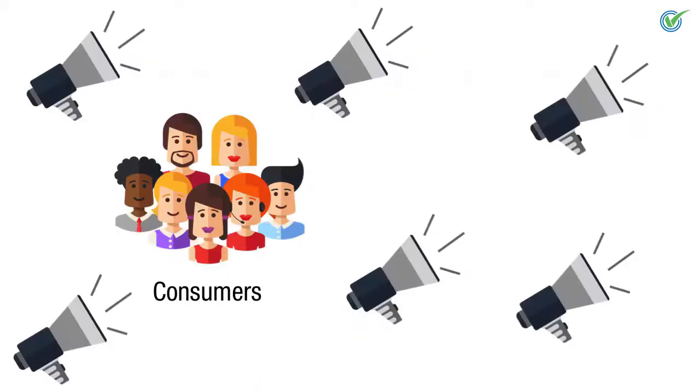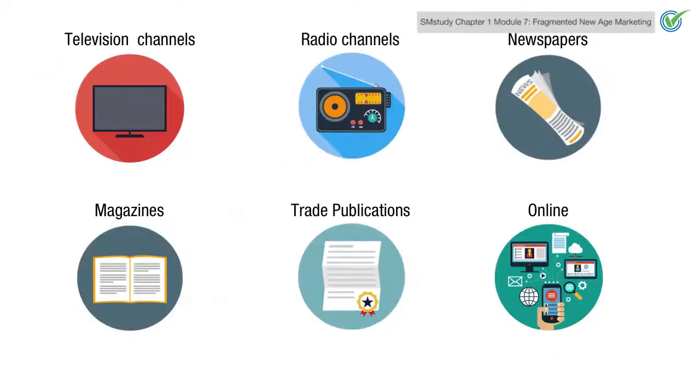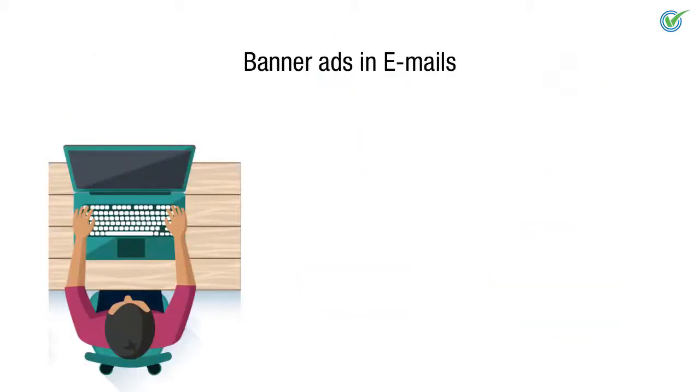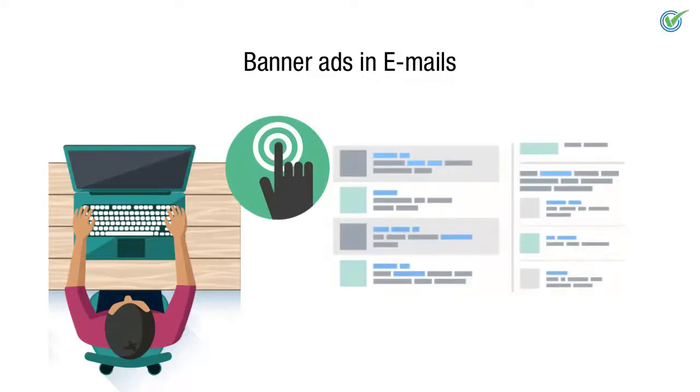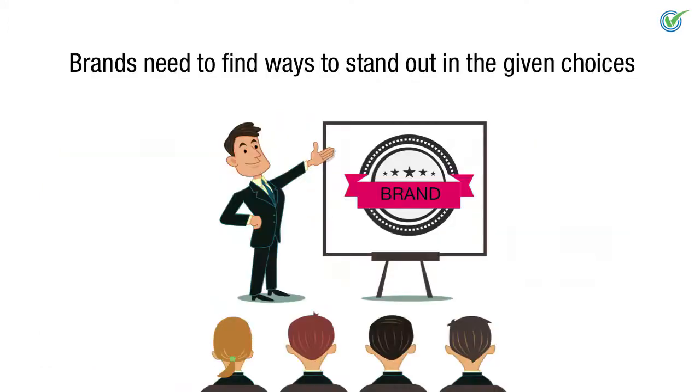At the same time, however, consumers are bombarded with messages from many sources, making it sometimes difficult to sift through the volume of marketing information. Consumers can receive messages from any of several hundred television and radio channels, a variety of print media, including newspapers, magazines, and trade publications. And online, it's difficult to check email without various banner ads popping up. The messages are constant.